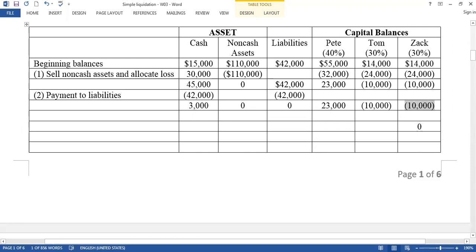This $10,000 within brackets, is it a debit balance or credit balance? Debit balance, right? Very good. So if we want to make it 0, if we want to close him, what should we do? Make it credit, right? If we put $10,000 here, he becomes 0, right? It means that we other two partners give him some more capital from our capital.